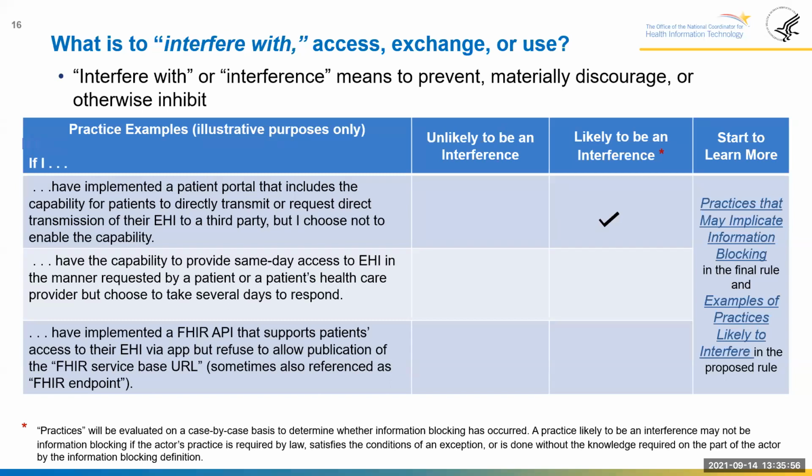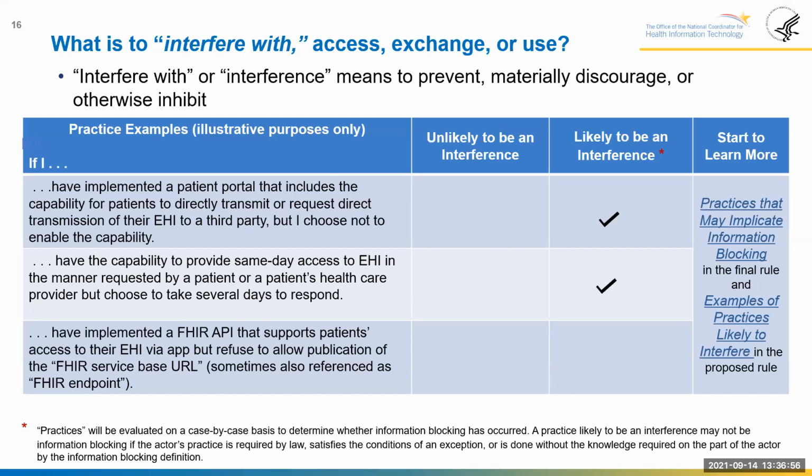Understood, thanks. The next question, if I have the capability to provide same-day access to electronic health information in the manner requested by a patient or a patient's healthcare provider, but choose to take several days to respond? Yes, and that is also likely to be an interference. We talk more about that, and I do recommend that folks read these particular chunks of the rule where we talk about things that are likely, practices that may implicate information blocking, and examples of practices likely to interfere. It can provide much more context and much more of our thinking than what we have time to go into today. But you might notice a theme here. You have the capability to do it. You could do it, and you simply choose not to. That is likely to be an interference.